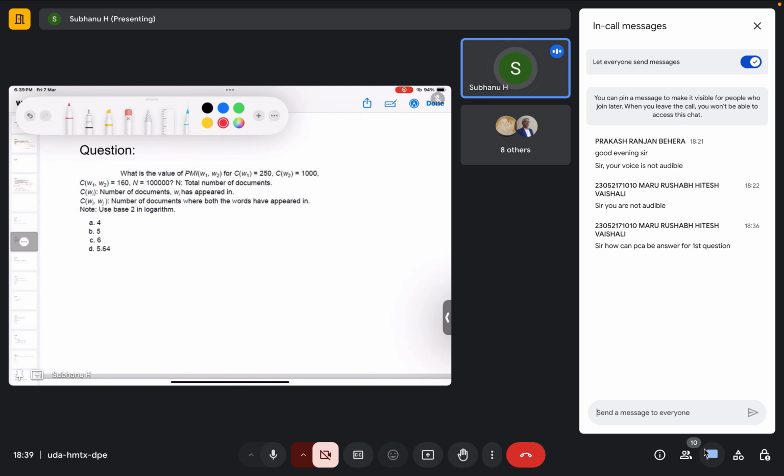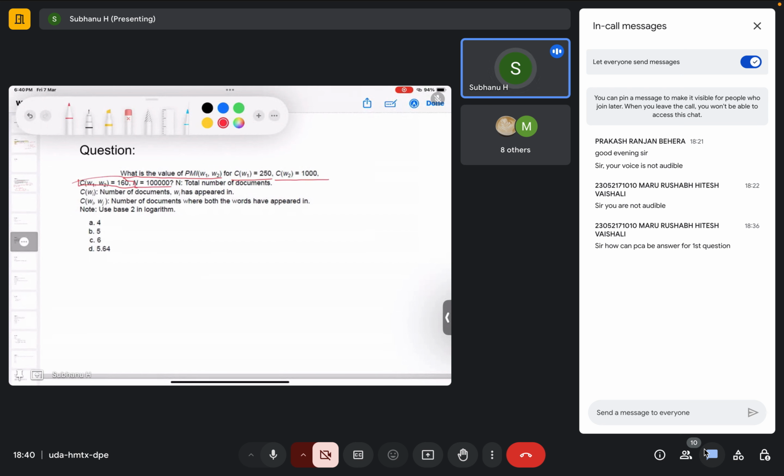So you can try to answer this one. This question is on pointwise mutual information, theory and calculation. The question asks what is the value of PMI, the pointwise mutual information, where the count of W1 is 250, the count of W2 is 1000, and the count of W1 and W2 together is 160.